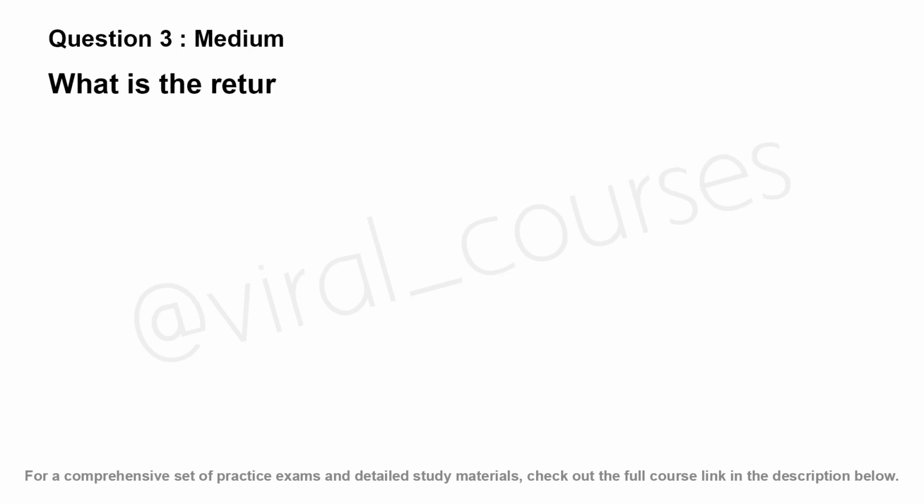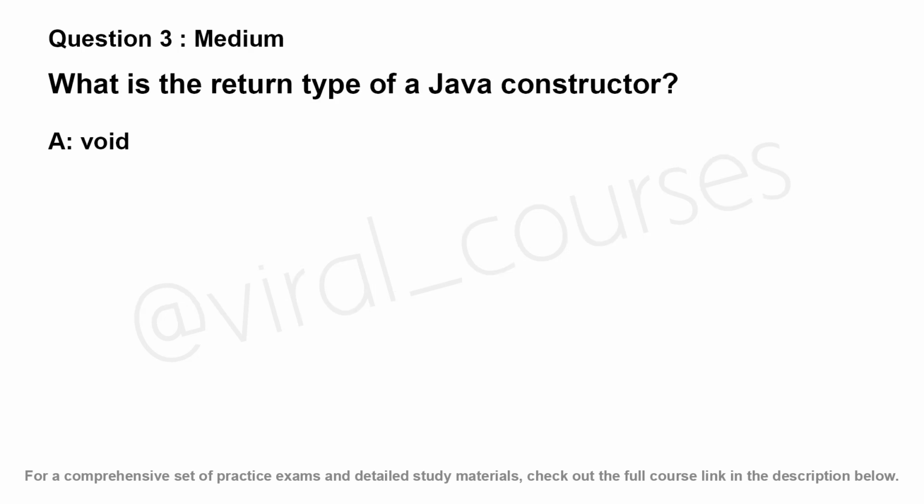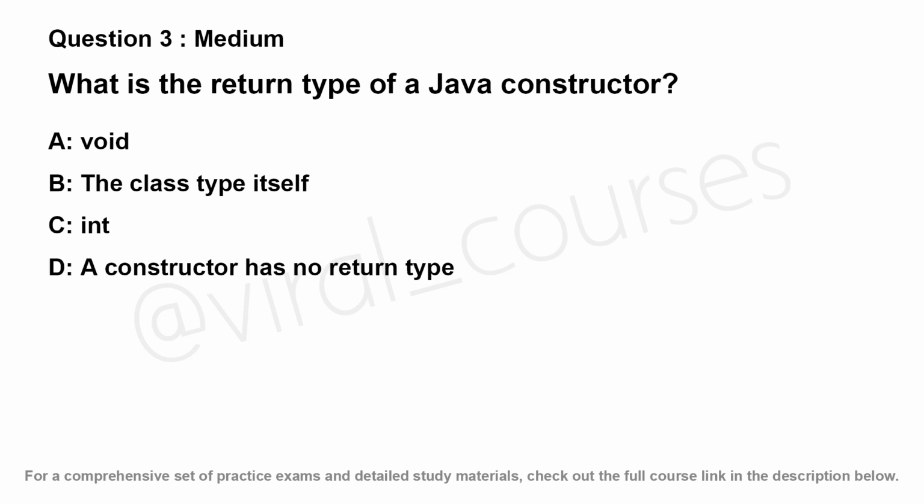What is the return type of a Java constructor? Option A, void. Option B, the class type itself. Option C, int. Option D, a constructor has no return type.